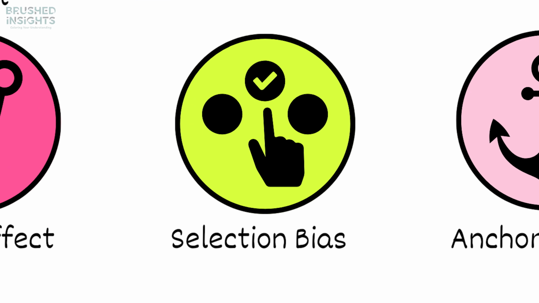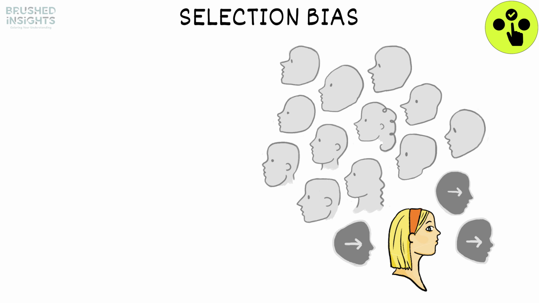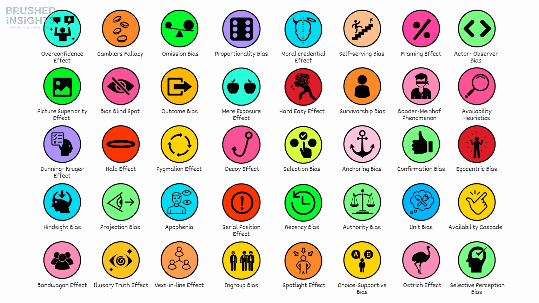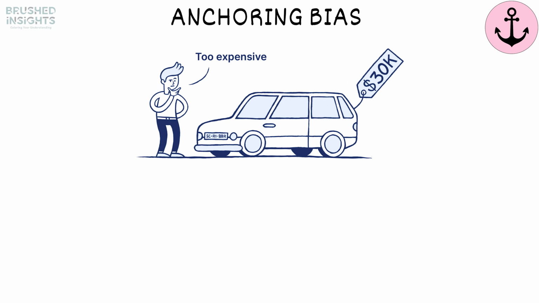Selection bias. Selection bias occurs when individuals, groups, or data are chosen for analysis in a manner that lacks proper randomization. This failure to achieve randomization results in a sample that does not accurately represent the intended population. Anchoring bias. The anchoring bias refers to the tendency to excessively depend on a single characteristic or piece of information when making decisions, typically the first piece of information acquired on a subject.